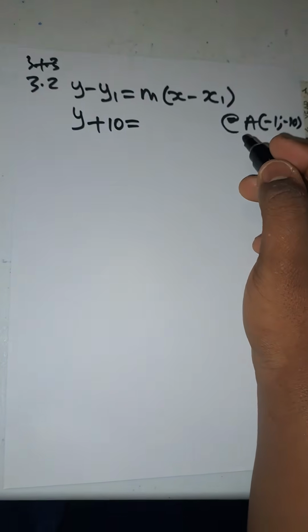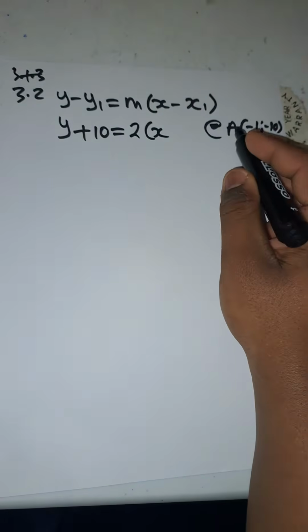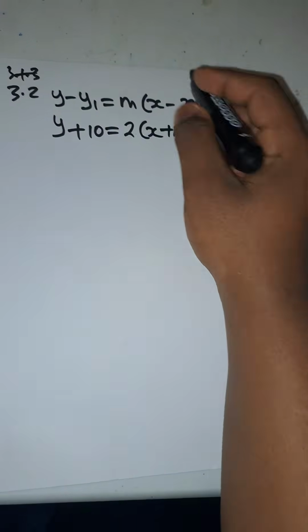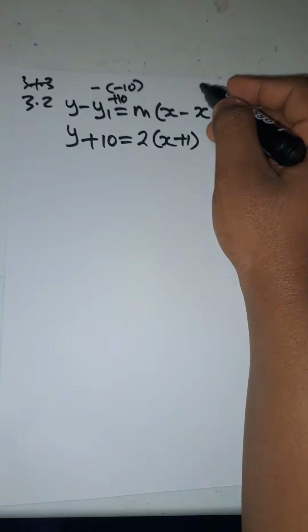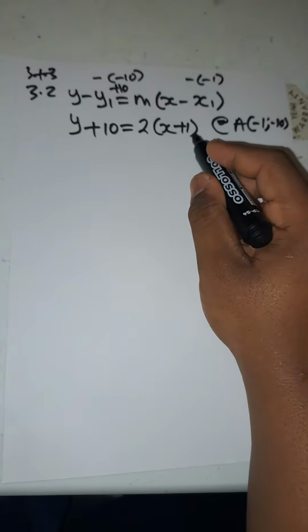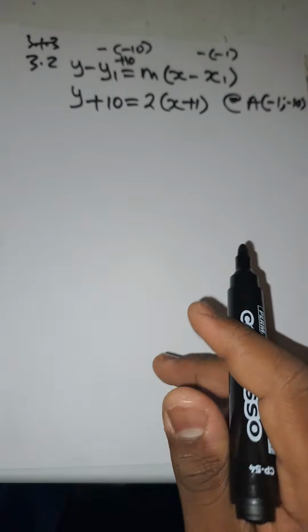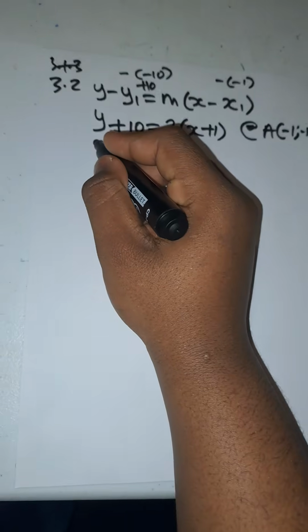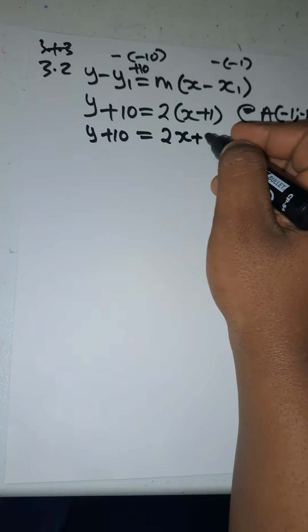It is equals to, what is the gradient of AC? It is 2. Then x, and then let me simplify, plus 1. For this one, minus 10 is going to be plus 10. That side is minus 1, which is the same as plus 1. So that's why I'm simplifying things to save time. Be careful guys, time is important. So it's y plus 10 equals 2x plus 2.